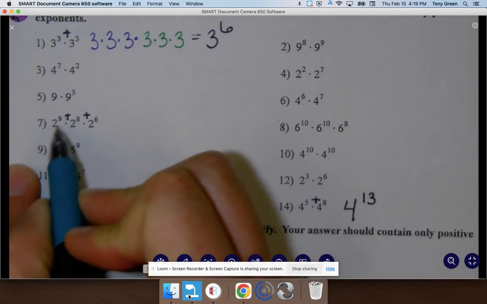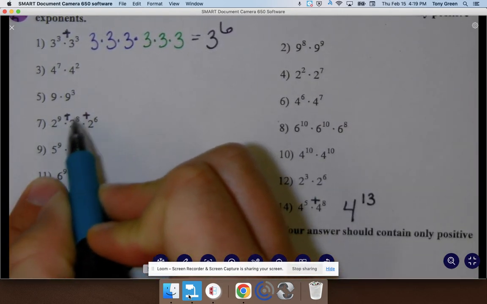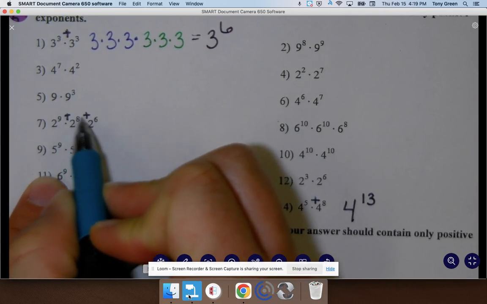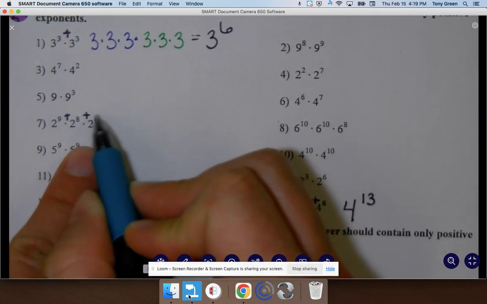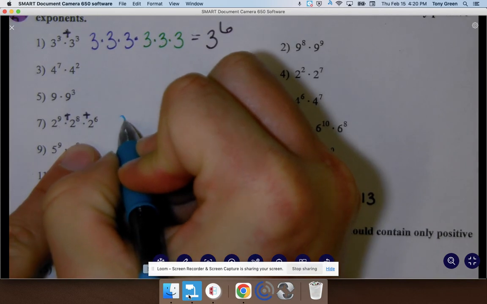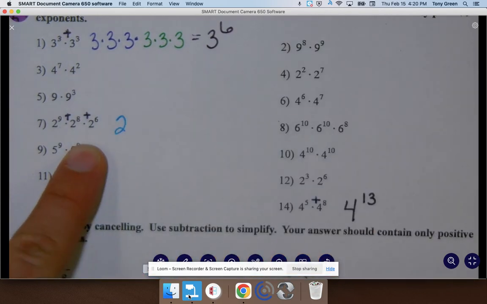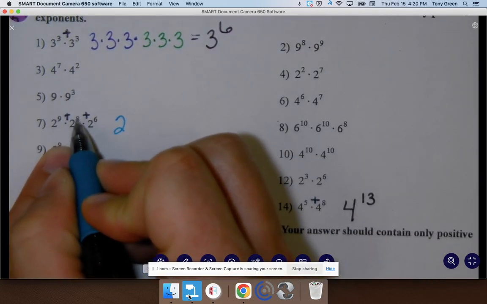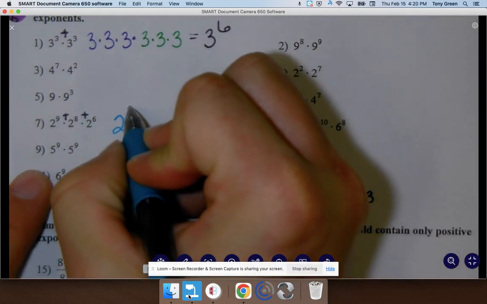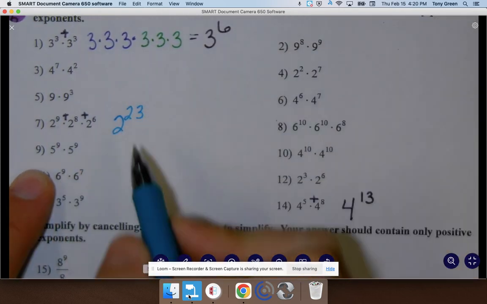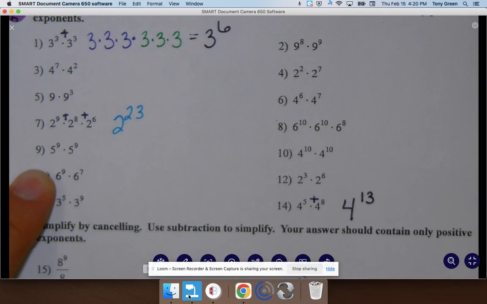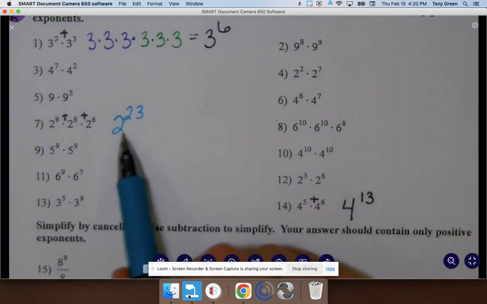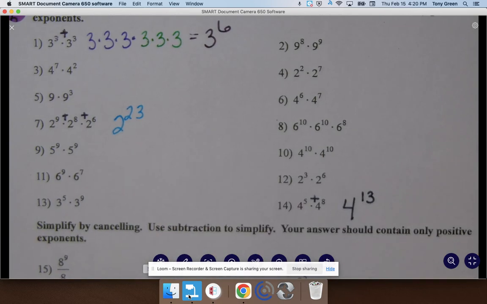So we have 9 2's here, plus 8 more 2's. So that's going to be 17 2's, plus 6 more 2's. So we're going to show how many 2's we have. So we have 9 plus 8 is 17. 17 plus 6 is 23. So we're multiplying 2 23 times total. Yep, so we're going to do that for every single one of these.